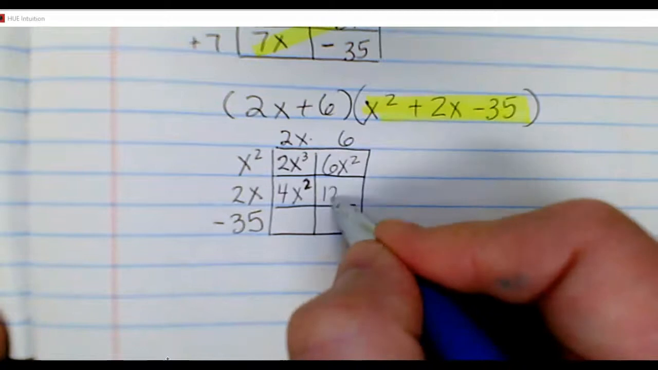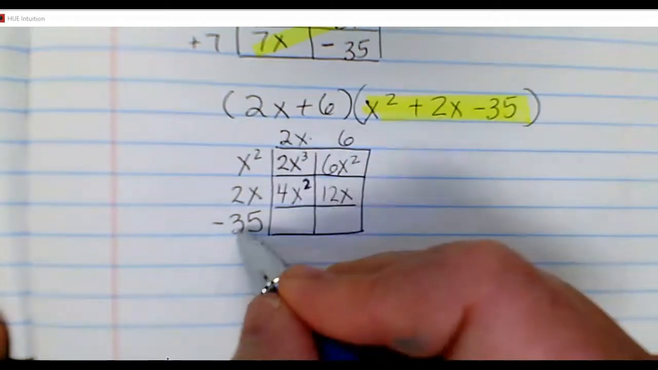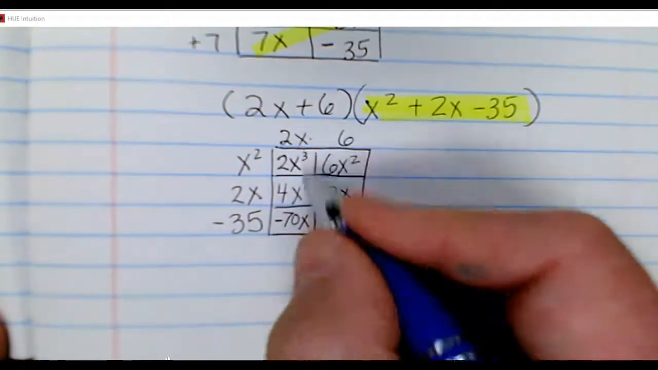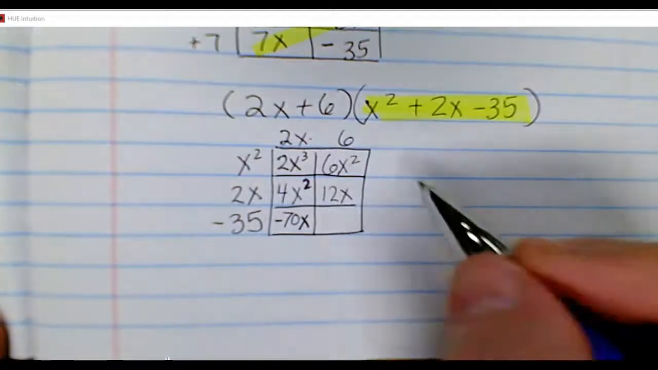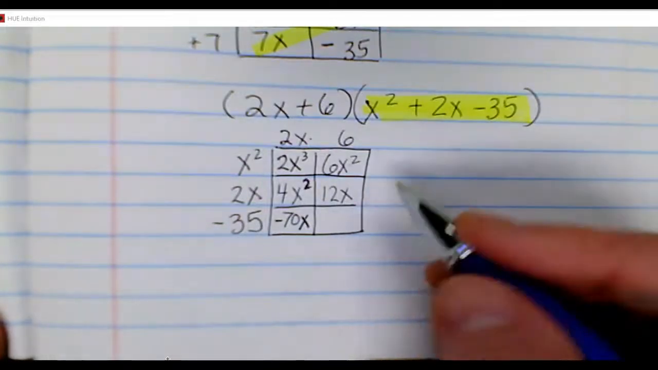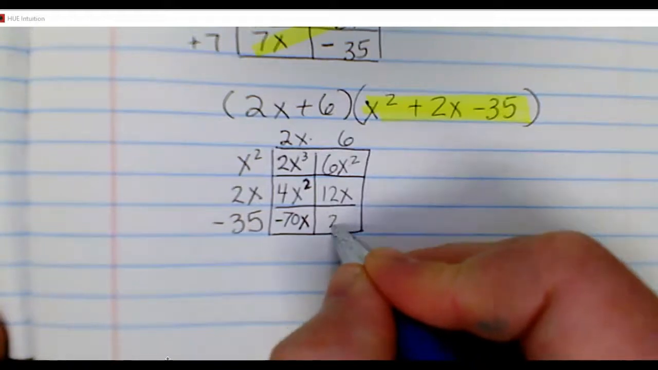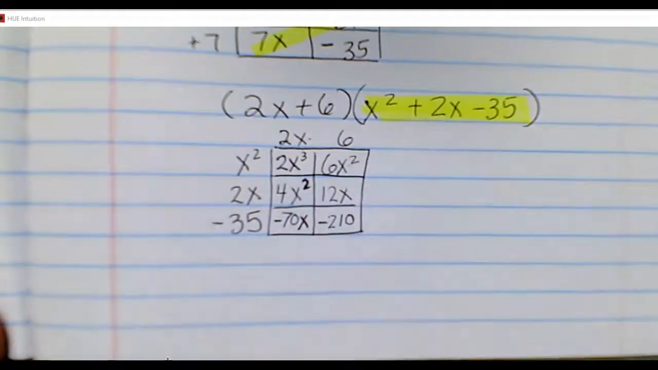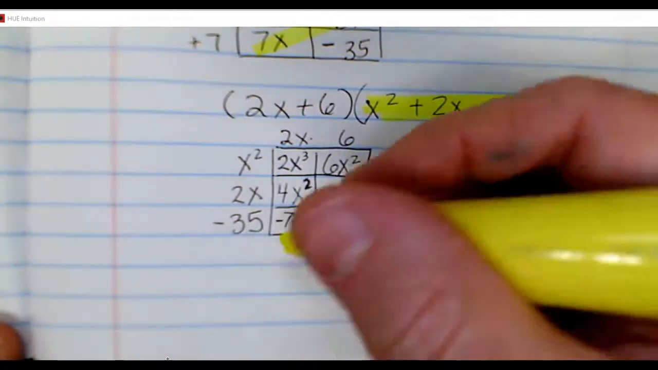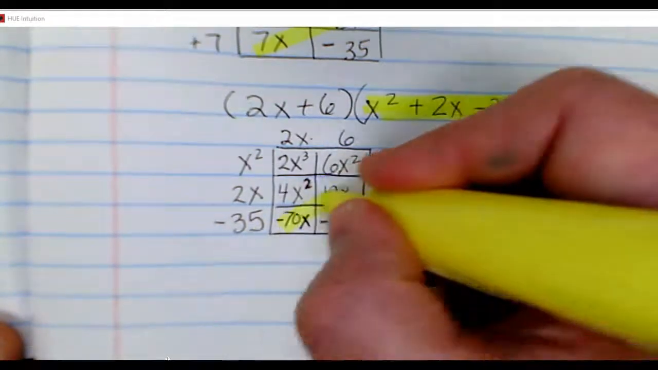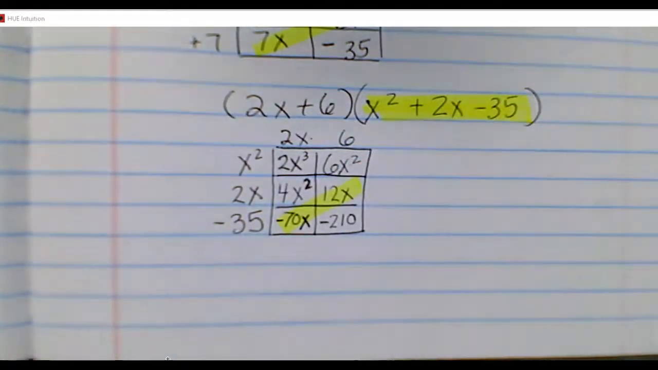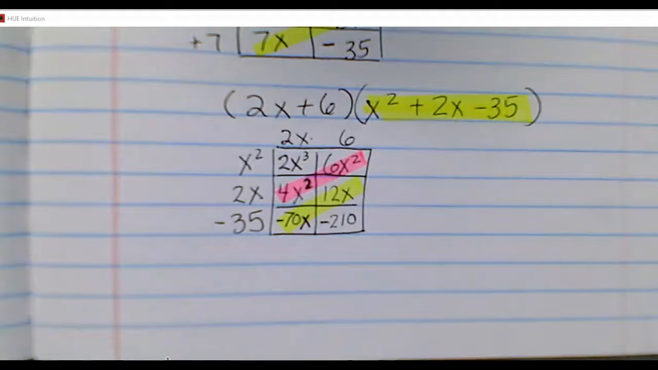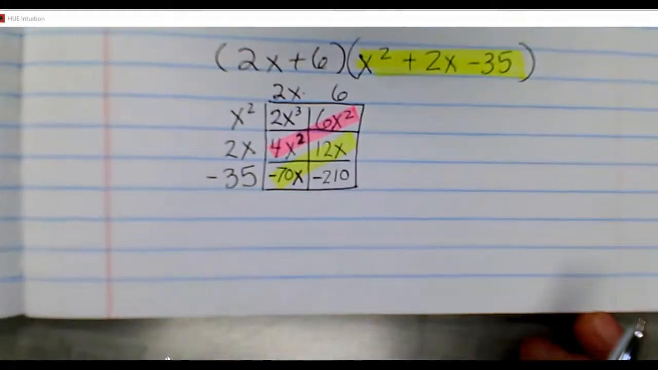2 times 6. 2 times 35, and that has a negative sign, and that has an x from that one right there. 6 times 35 is 210, and it's going to have a negative sign from that one right there. Now, this time, these are like terms, and these are like terms. This time I have 2 sets of like terms.